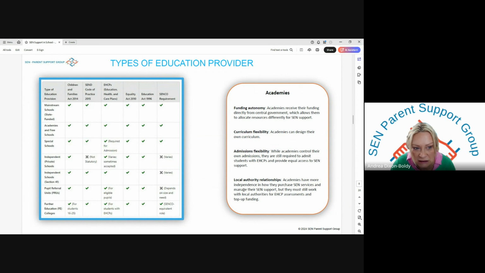Now, this particular chart shows you that nobody is beyond the law. Not all of them, but all are covered by statutory guidance, except independent private schools, which don't operate via the SEN Code of Practice, but are underwritten by the Children and Families Act and Educational Healthcare Plans, Equality Act and the Education Act.